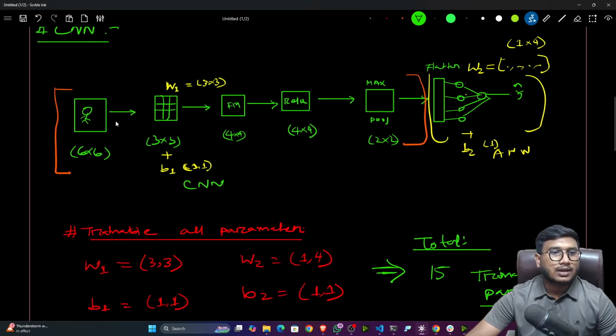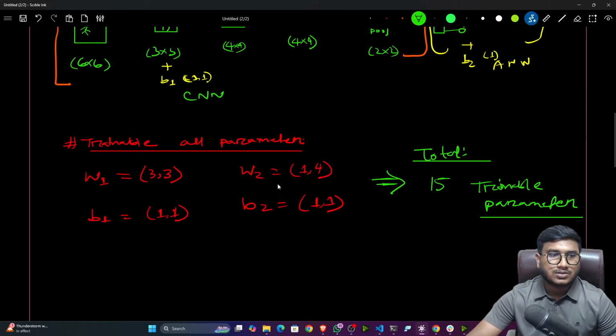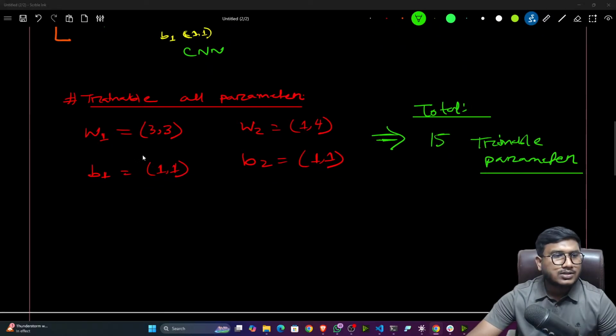Now, if you're using any big architecture, let's say with more filters and more FC layers, at that time your trainable parameters will be increasing. So you can also take a pen and paper and do the experiment. How? Just try to see.